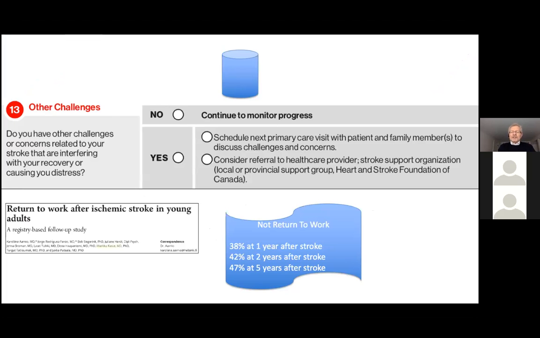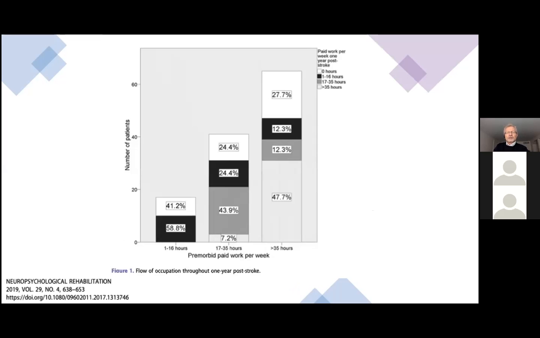The other challenge that I'm going to talk about in particular is returning to work after ischemic stroke, especially in younger adults, those under the age of 60 who may be working. We recently reviewed this in Stroke Journal Club. Anybody is welcome to log into our Stroke Journal Club Tuesday mornings. This was a study that looked at younger individuals under the age of 60 who were working at the time of their stroke.